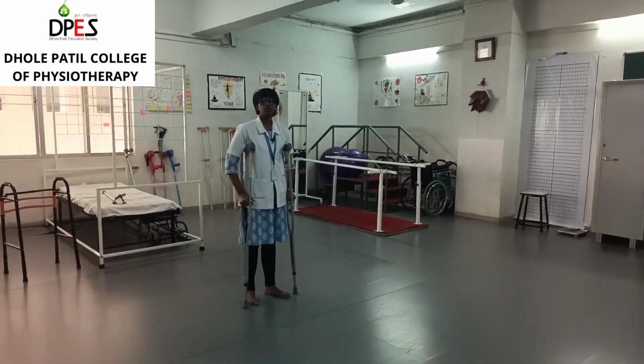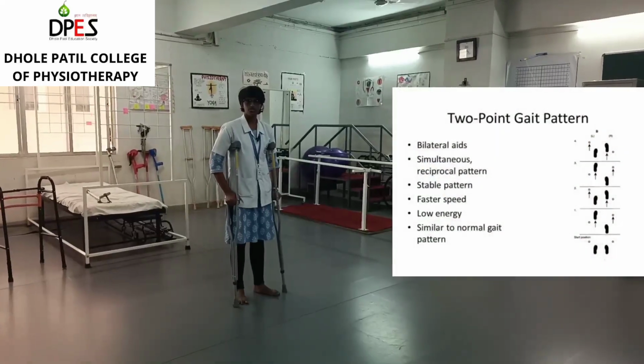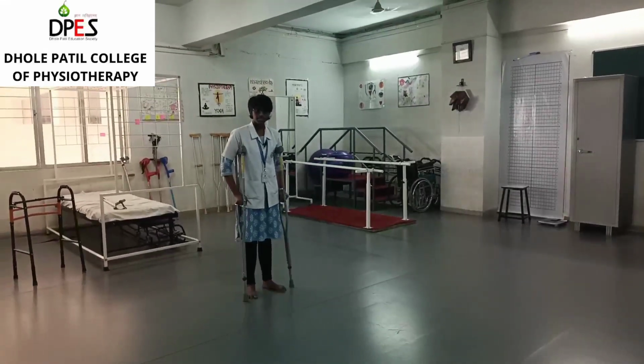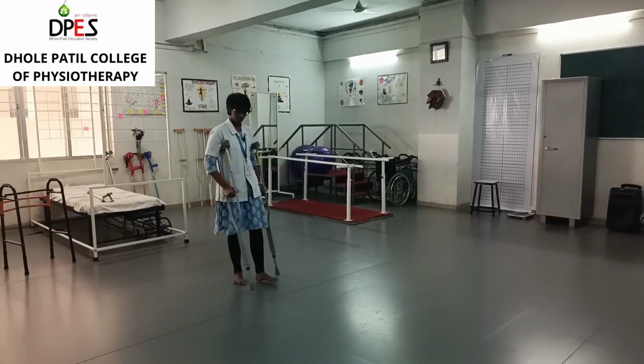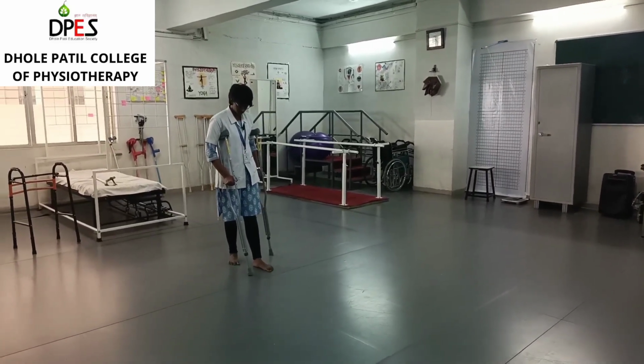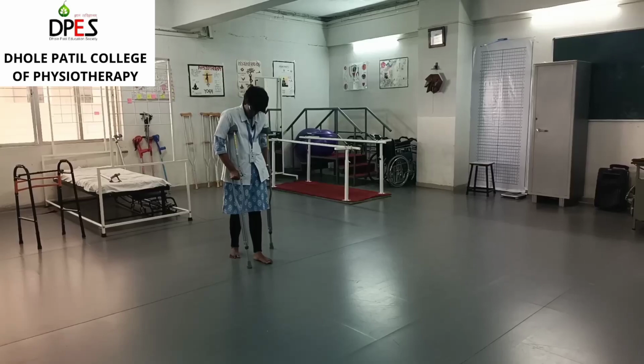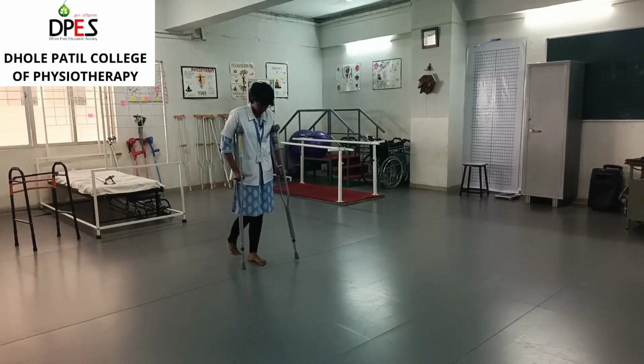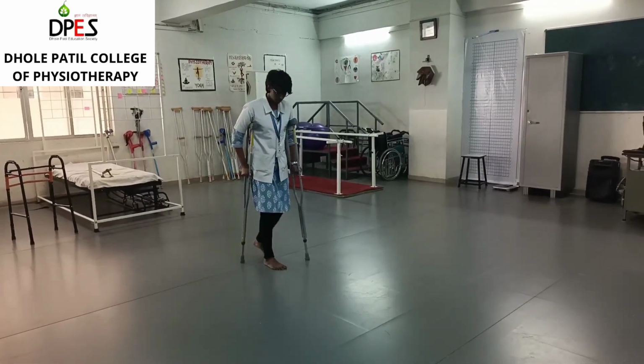So I am going to demonstrate 2-point gait with the help of auxiliary crutches. In 2-point gait we usually keep one crutch and the opposite leg forward. So my right crutch and left foot go forward, along with my right leg and left crutch going forward.